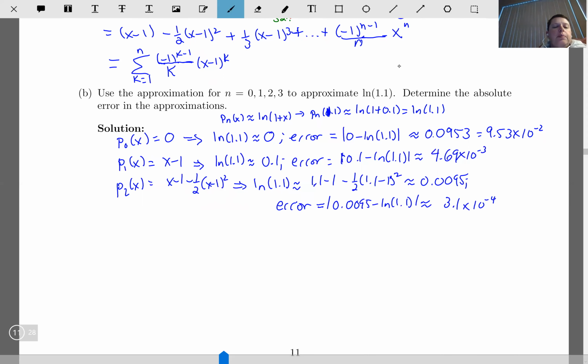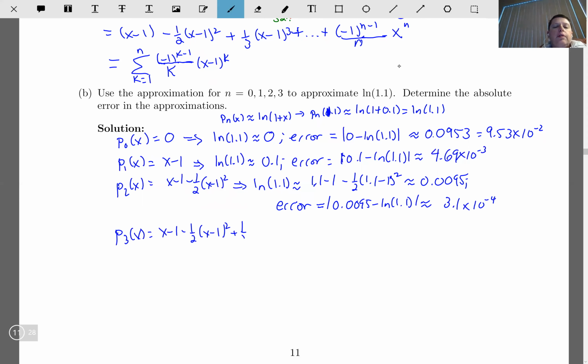Last but not least, P3 is x minus 1 minus 1/2 x minus 1 squared plus 1/3 times x minus 1 cubed. So log of 1.1 is approximately P3 of 1.1, which is approximately 0.09533. I don't know where that extra 0 came from there.